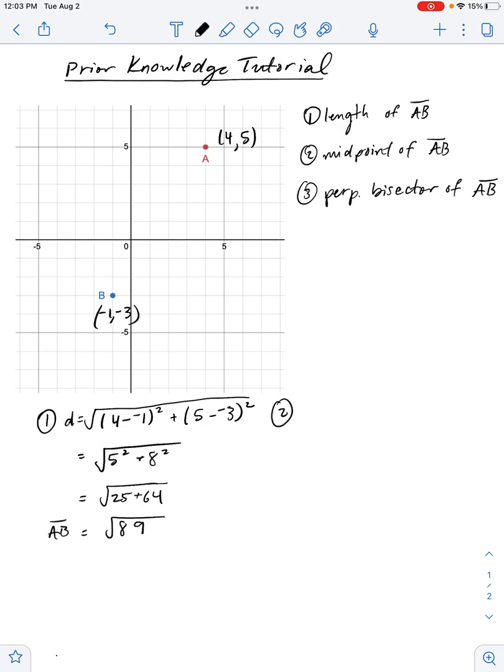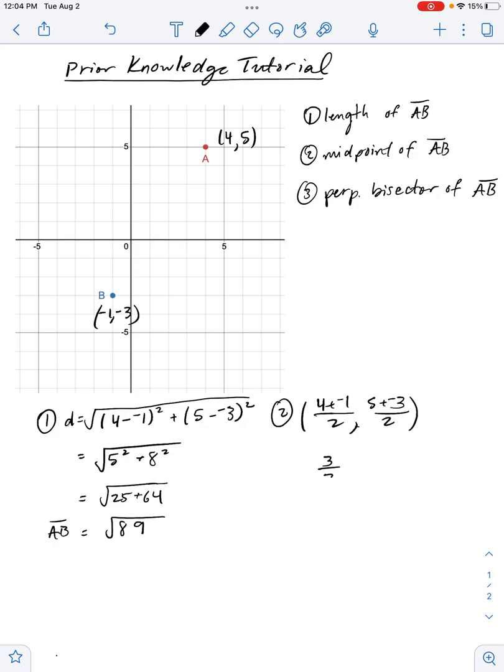For number 2, we're asked to find the midpoint of AB, and to find the midpoint, we can use the midpoint formula, which is just the average of the x values and the average of the y values. So for the average of the x values, we add our 2 x values and divide by 2, and the average of the y values, same thing, 5 plus -3 over 2.